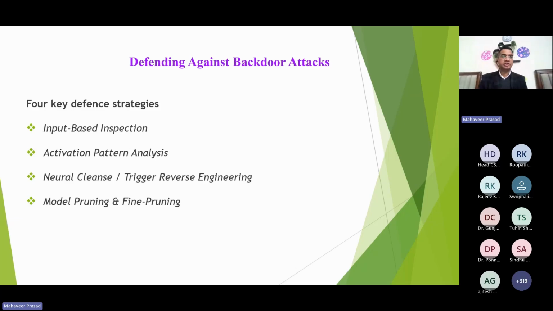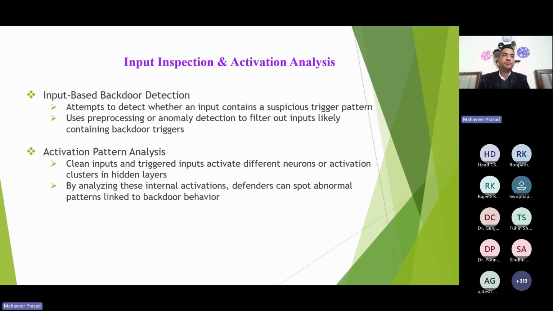So we'll go one by one to each attack. Input based backdoor detection attempts to detect whether an input contains a suspicious triggered pattern. It uses pre-processing or anomaly detection to filter out input likely containing backdoor triggers. Then activation pattern analysis. The clean input and triggered input activate different neurons, or activations are clustered in hidden layer. By analyzing these internal activations, defender can spot abnormal patterns linked to backdoor behavior.